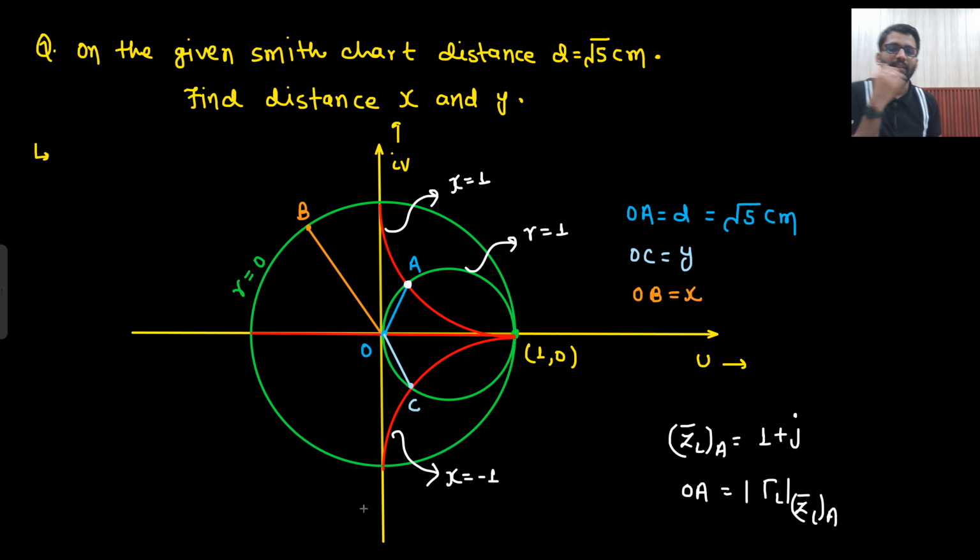Now let's see what they are asking. They are asking the OB distance. So this is my distance x. Now at point B, let me tell you one thing: your R will be equal to 0. What will be your x? X could be anything. I don't know the value of x.